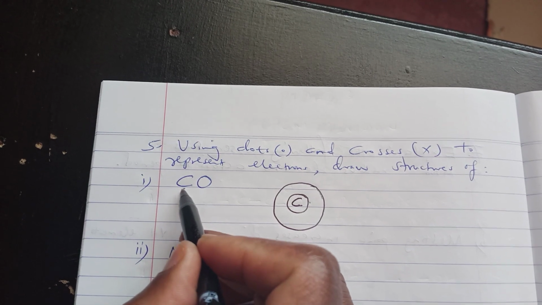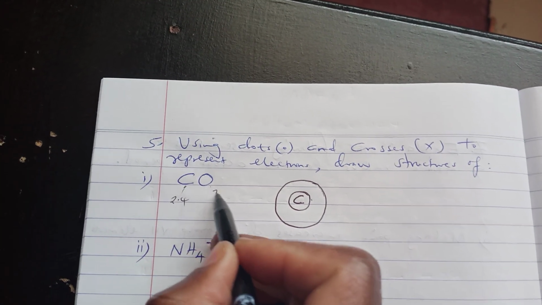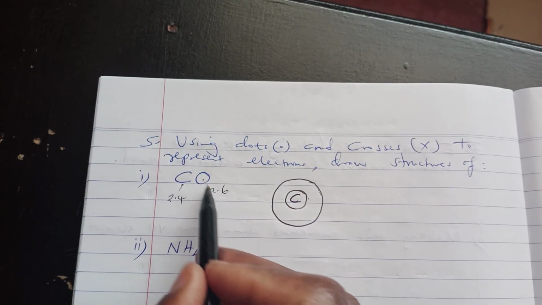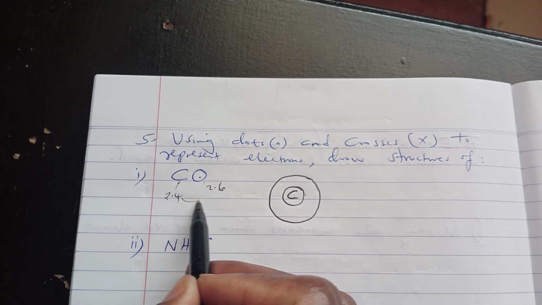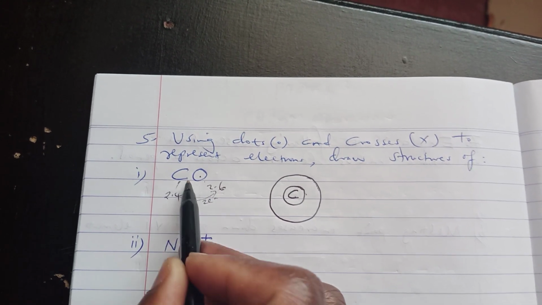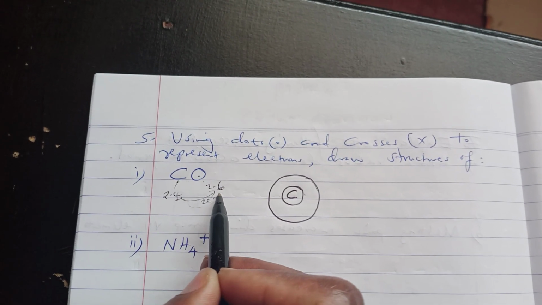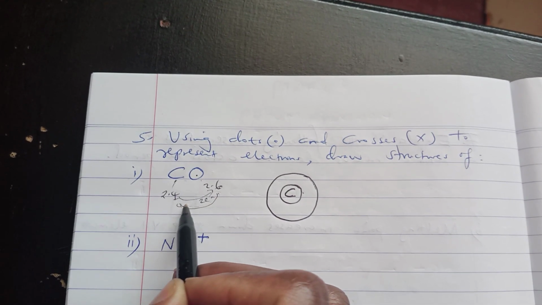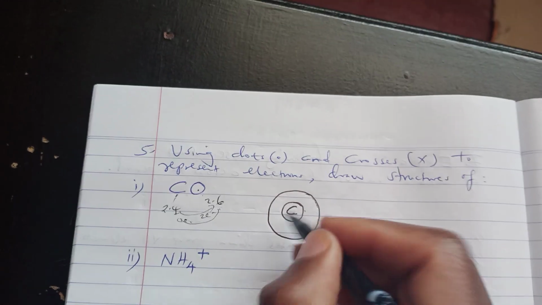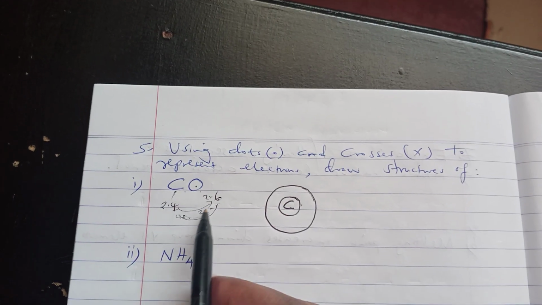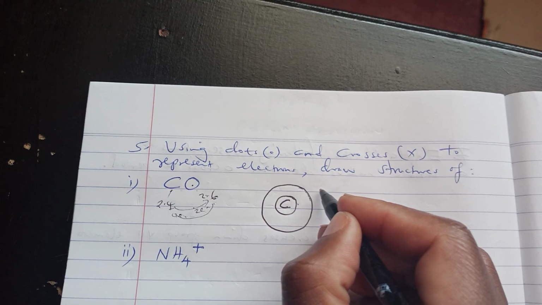So the configuration is 2, 4. This one is 2, 6. So it means that this oxygen requires 2 electrons from carbon, so carbon will contribute 2 electrons, and then carbon requires 4 to be stable, so oxygen will contribute 4 electrons. So you can see that because this one is contributing 2, it means you must have what?